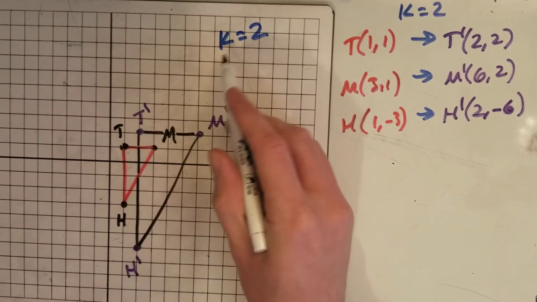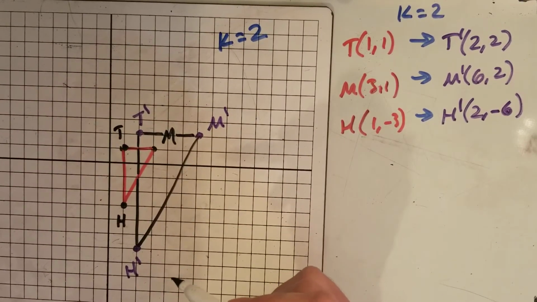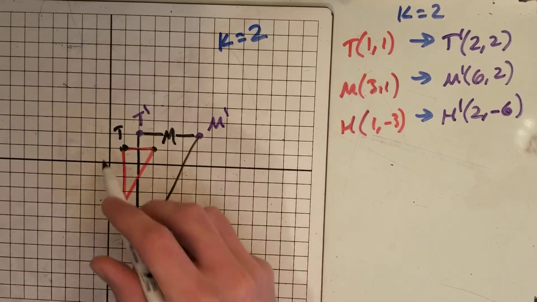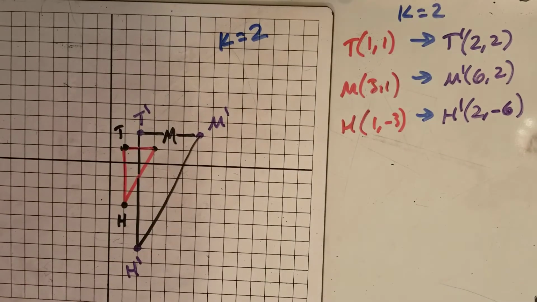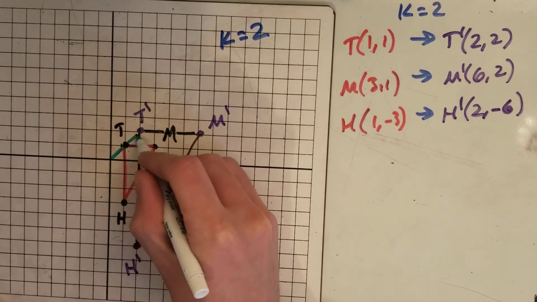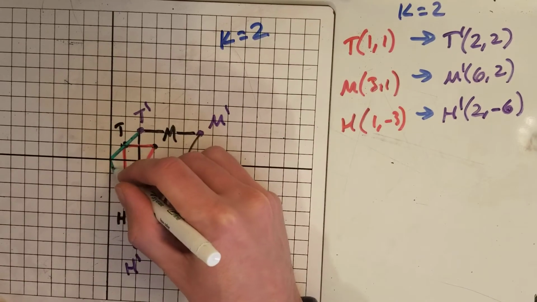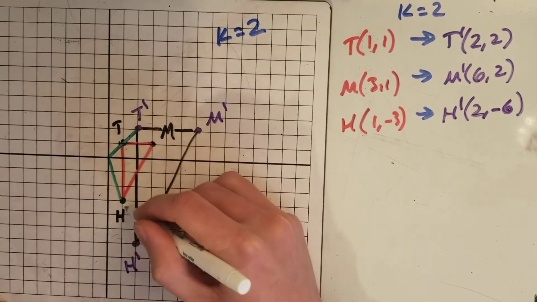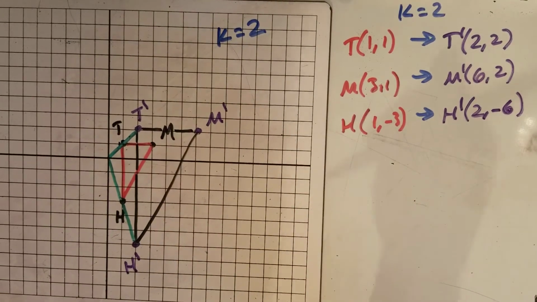It has changed by that scale factor of 2. So all the side lengths are going to be double the size. And your distance away from the origin is all going to be doubled. So like your distance that T was from the origin right here, now you can do 2 of those to get to T prime because you changed by the scale factor of 2. So the distance that H was away, you're going to do 2 of those, and you're going to get down here to H prime. Everything is twice the distance away.